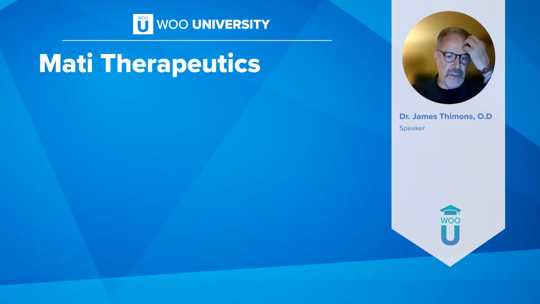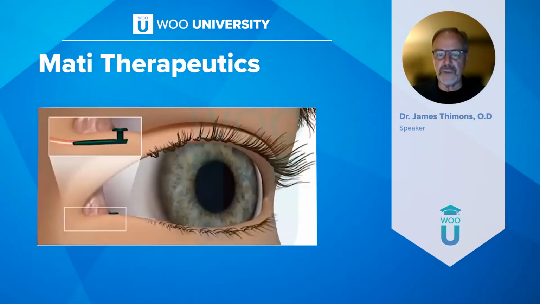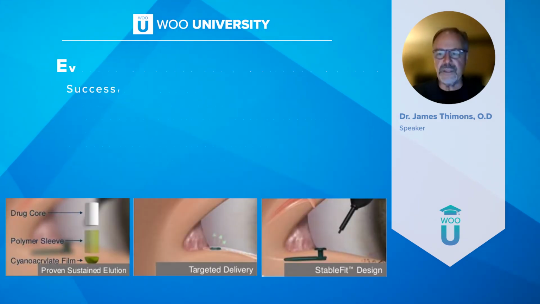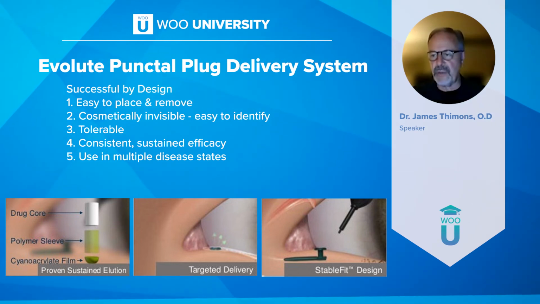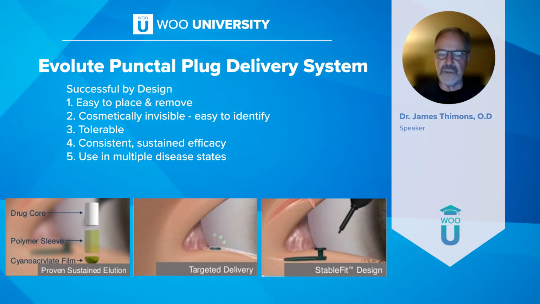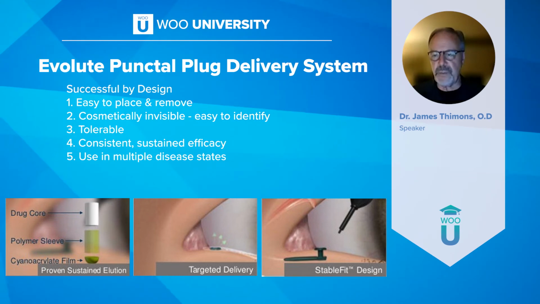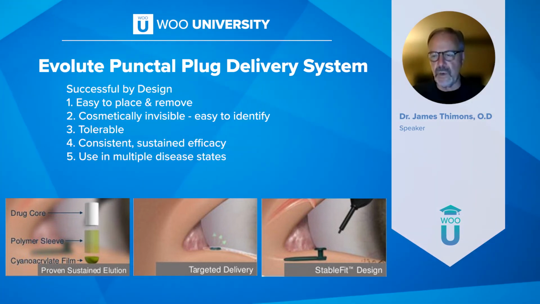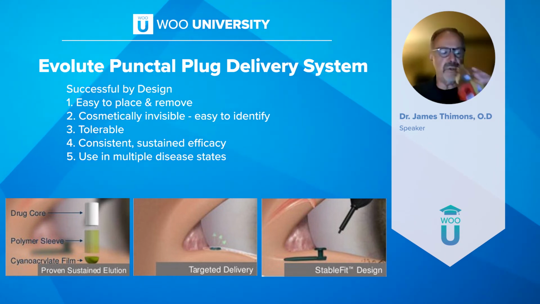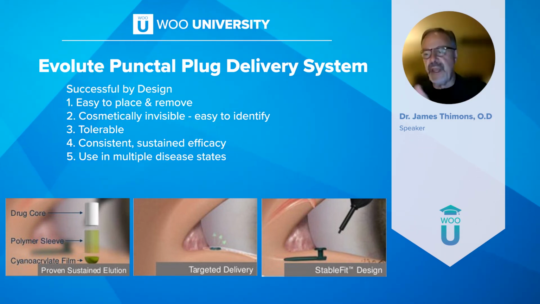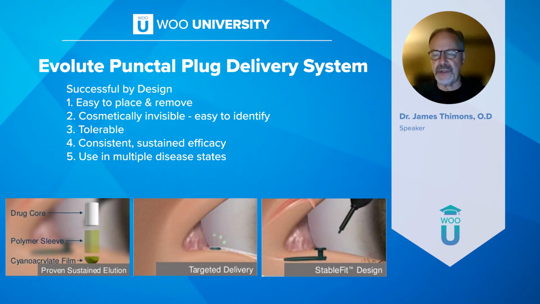So this is Matti Therapeutics, a device that uses a punctal insert, much like a punctal plug, except in this case, the punctal insert is devised in the following fashion. You have a drug core, which is then covered with a polymer sleeve and then subsequently shielded with the cyanoacrylate film. It's placed into the punctal system. It's a dead-end system. It's a one-way system, so there's no backflow. And the lysozymes from your tears cause the drug to slowly dissolve and elute into the tear film over a 3-month period.